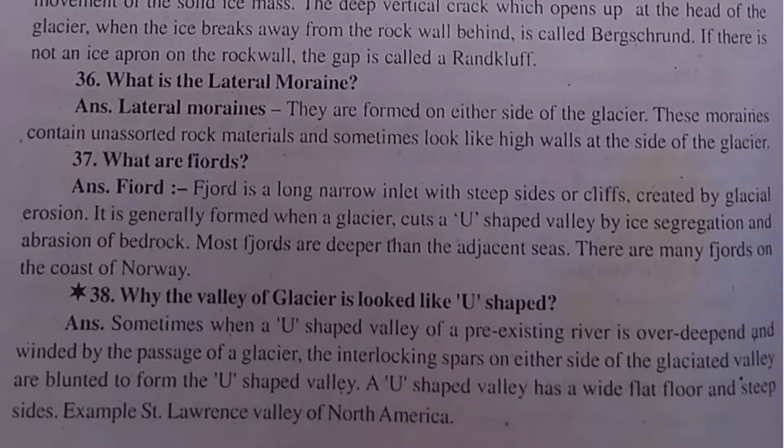Next question is what is the lateral moraine? They are formed on either side of the glacier. These moraines contain unassorted rock materials and sometimes look like high walls at the side of the glacier.